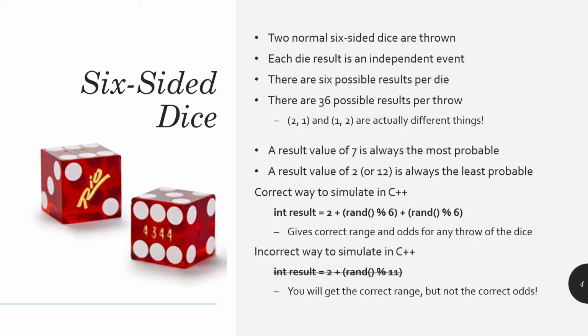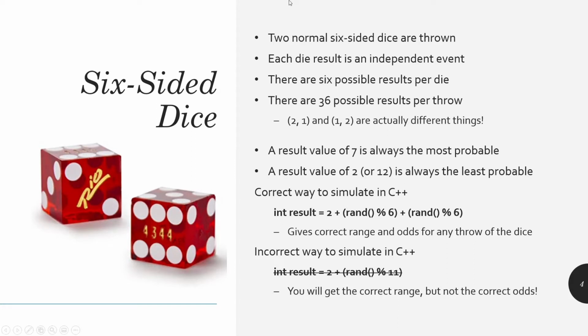Saying a 2 and a 1 versus a 1 and 2, even though they get you to the same spot, that's a 3, those are actually very different things when it comes to the possibility of throwing the dice. And so you'll see here when we go through things that the probabilities of some numbers are greater than others. That's just the way the dice roll. So a result value of 7 is always going to be the most probable. And again, we're going to show all the math here. And a result value of 2 or 12 are going to be the least probable.